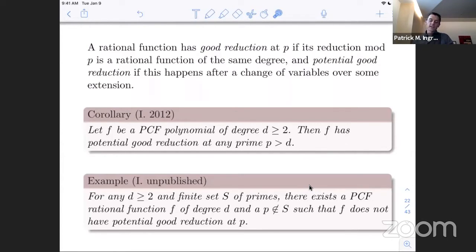I want to sort of emphasize the fact that there are other questions related to this that are still not quite understood. So the good or bad reduction of post-critically finite rational functions is not really well understood at all. We just know that it's not as simple as the polynomial case.